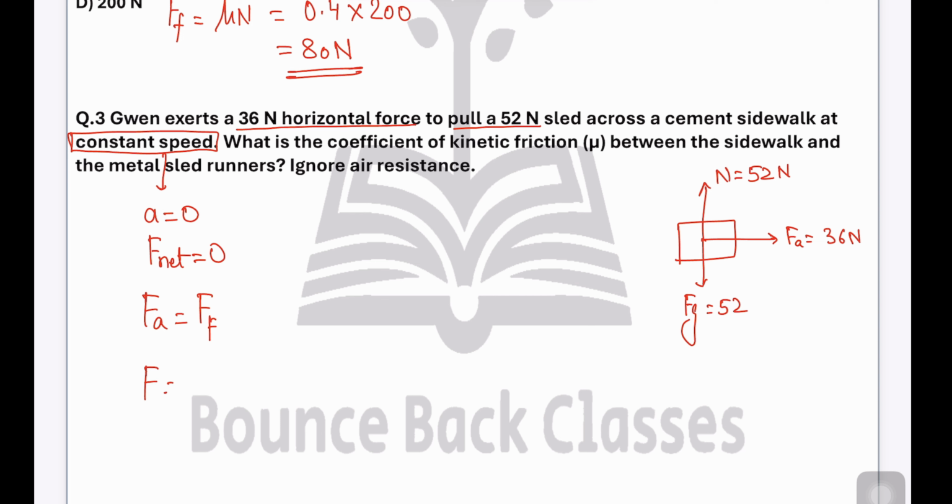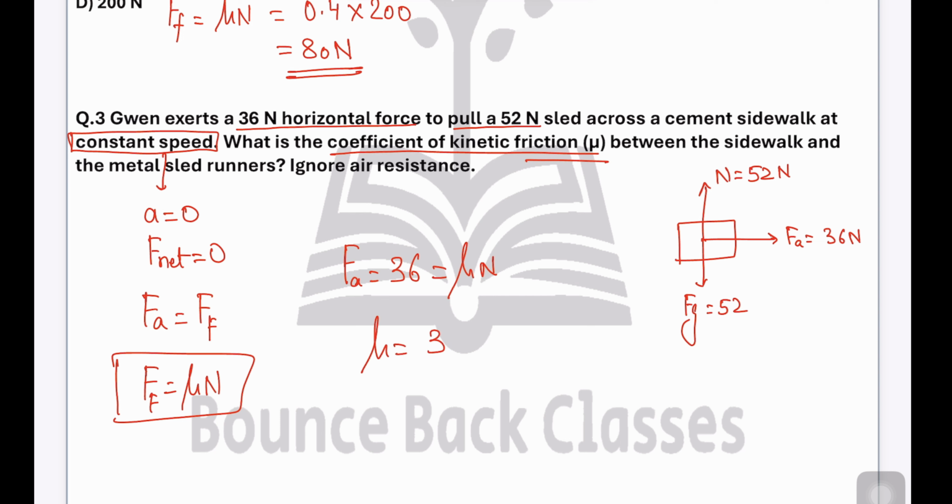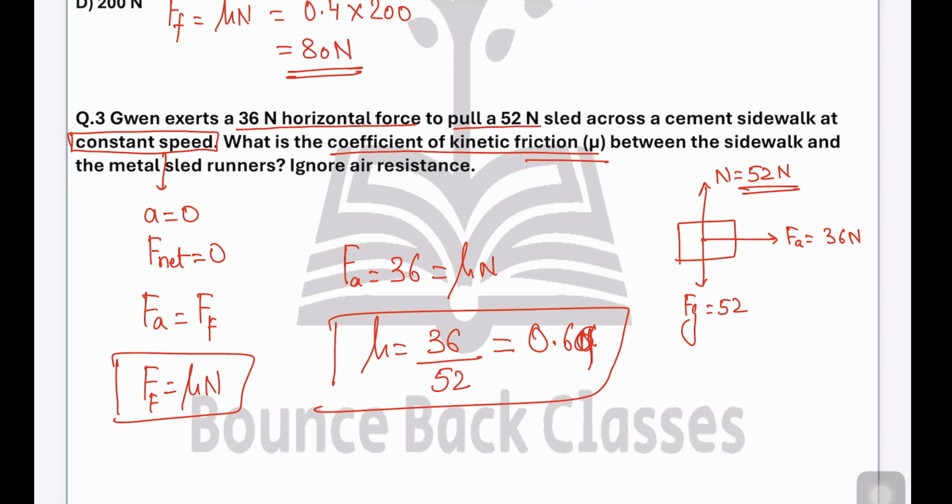As we know, force of friction is mu times N. So the applied force F of A, which is 36, equals mu times N. What are we looking for? We are looking for mu. So mu equals 36 divided by N, which is 52. So the value is 0.69. Clear? Fine. Okay.